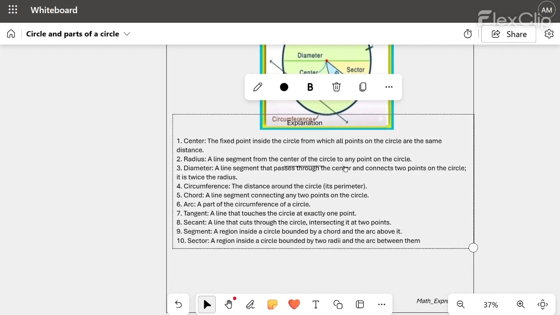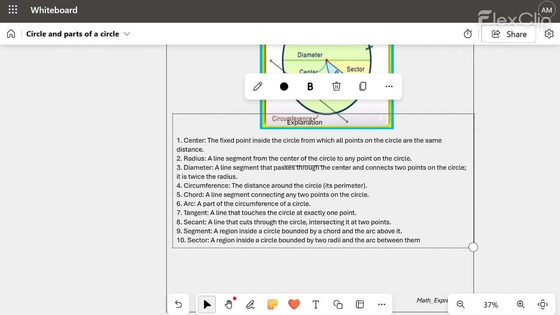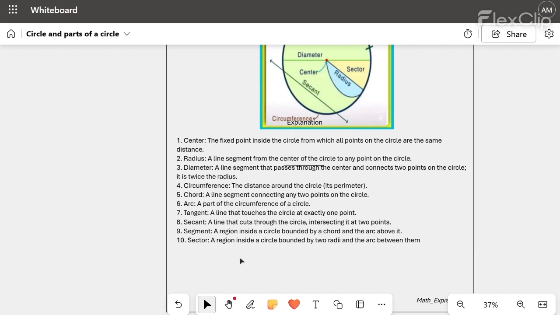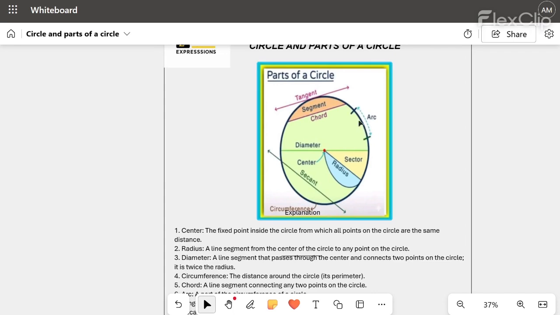Then looking at number six, we have the arc. The arc is a part of the circumference of a circle. Now looking at it here, this is the arc. Let's say here is point A and here is point B. The line from here, the part of the circumference of the circle, is called an arc. It's not the whole circumference of the circle. This is also an arc in another way. So an arc is a part of the circumference of a circle.